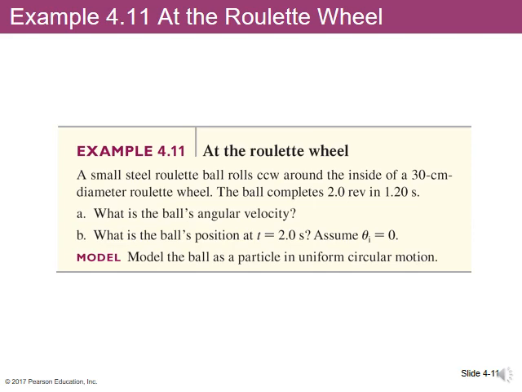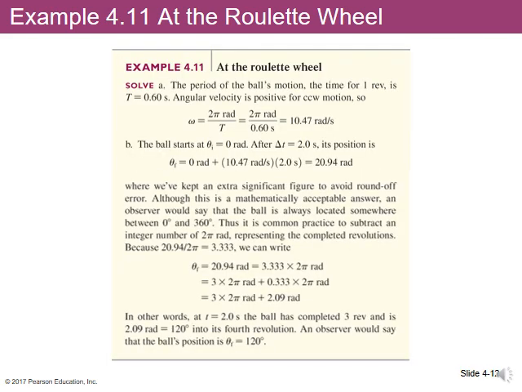And then let's see if we can figure out what's the ball's position at a certain amount of time after 2 seconds. We're going to assume that it starts at an angular position of 0. So what would we do? First, to figure out angular velocity, we need to know the period, right? We need to know the time for one revolution. And we can calculate that the time for one revolution is 0.6 seconds.